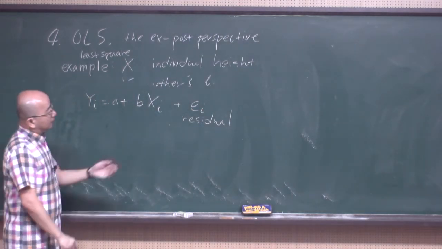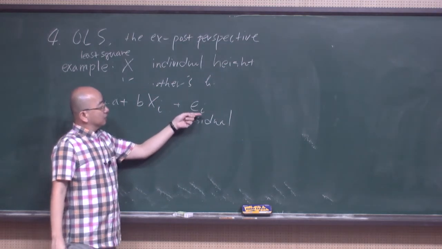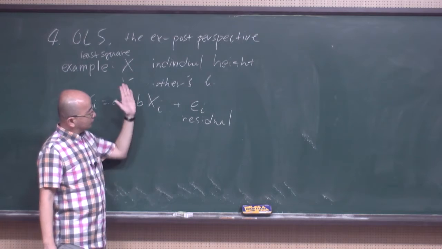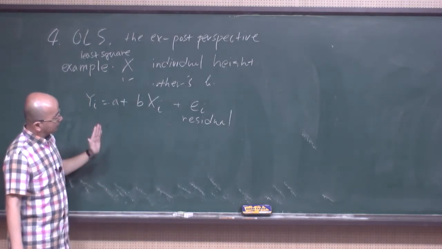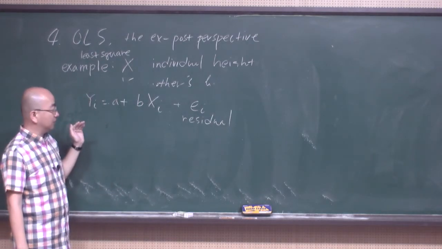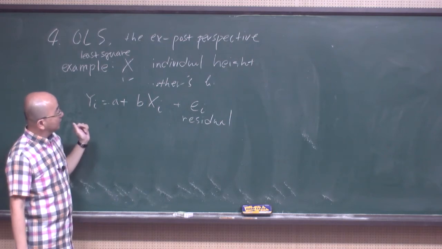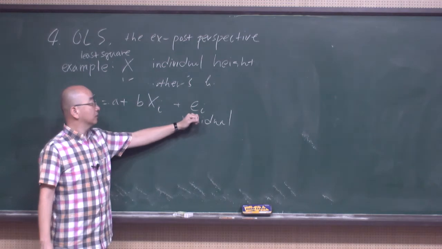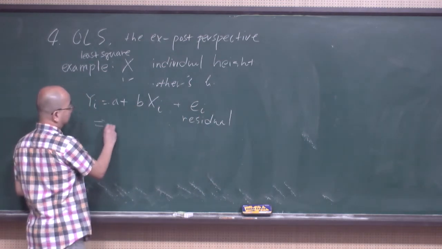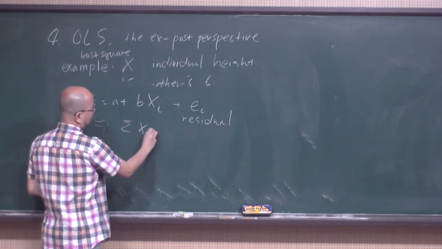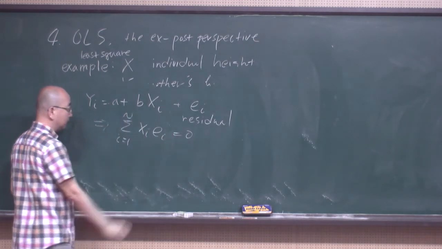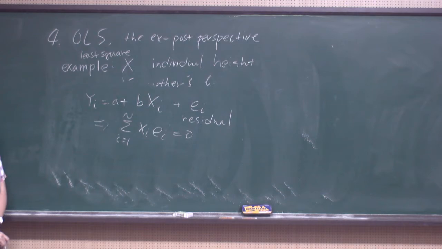And also this residual is perpendicular to the regression line that we made. And from the construction of A and B and E, we also have this particular relationship which is always satisfied, and that's how we determined E.